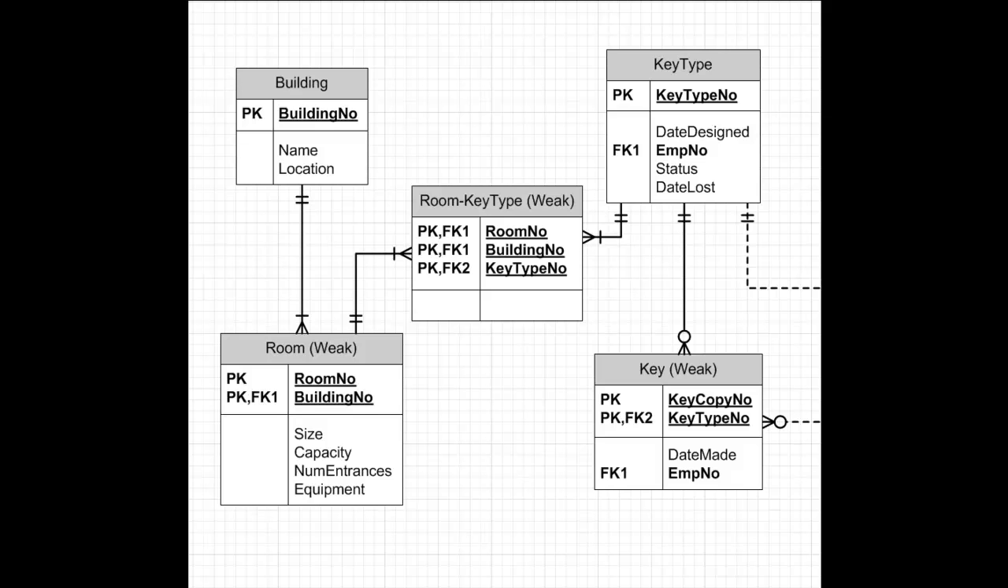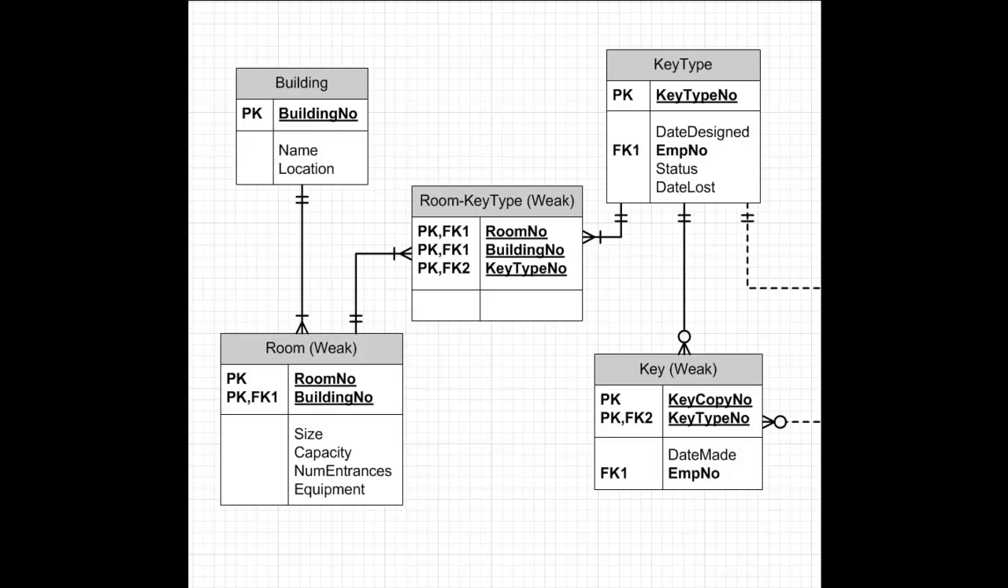There are two identifying one-to-many relationships coming into this entity, which makes it an associative entity. And again, it borrows all of its primary key from both of its related entities. We see another example of a weak entity in the entity called key, which borrows part of its primary key from key type. Now it's an identifying relationship as well.